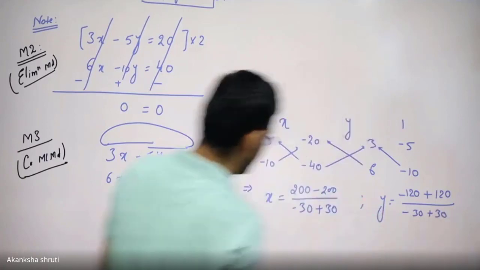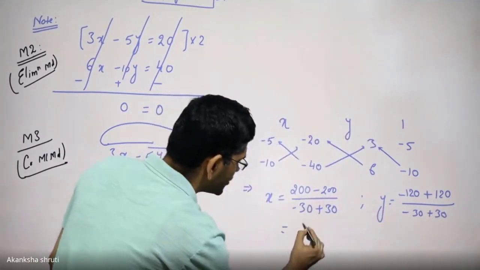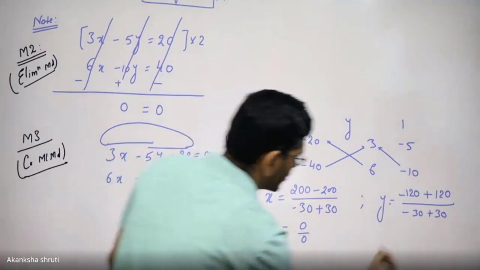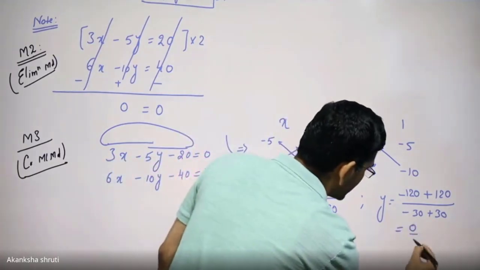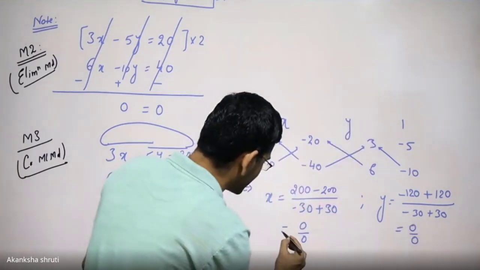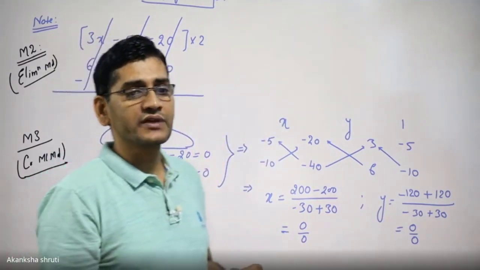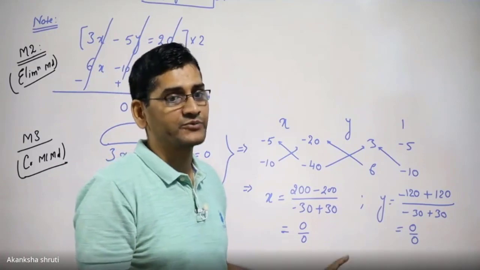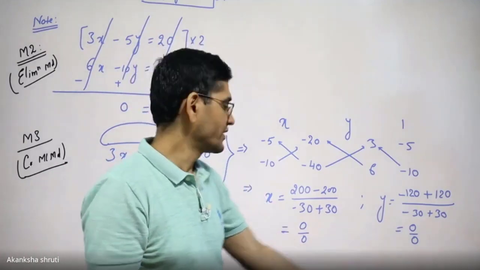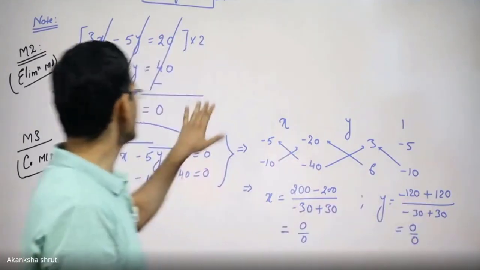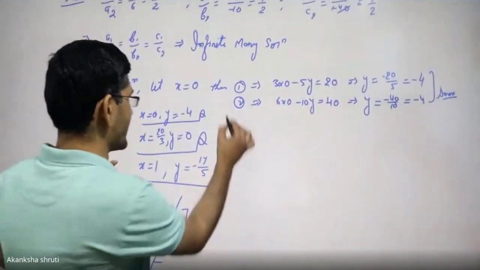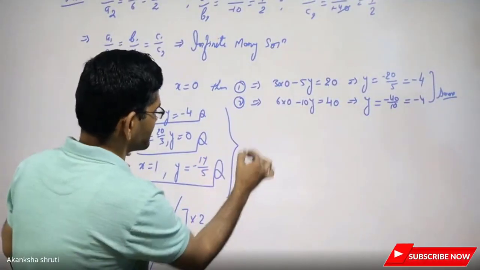Just in one line we can write what we are observing. Numerator is 0, denominator is 0. Here also numerator is 0, denominator is 0. So can we say any value of x and y here? We cannot say. In this case, we have to find their limiting value. So the x and y are calculated by this method.